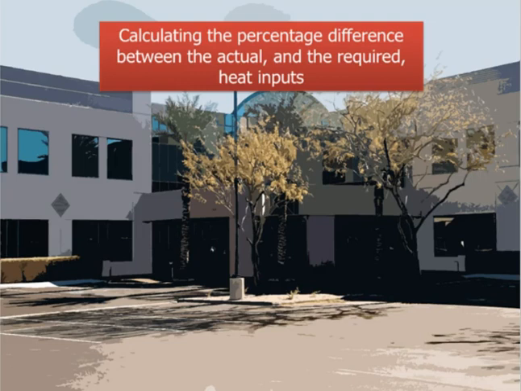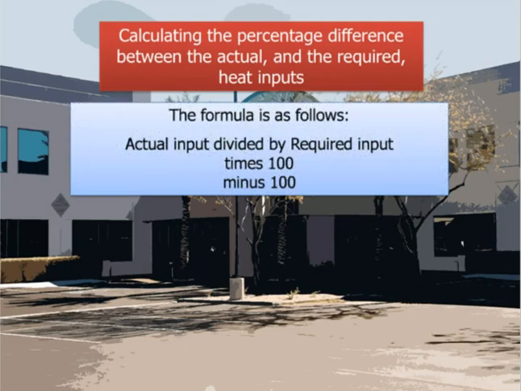Calculating the percentage difference between the actual and required heat inputs. The formula is as follows. We take the actual heat input, we divide it by the required input, we times it by 100 and minus 100.